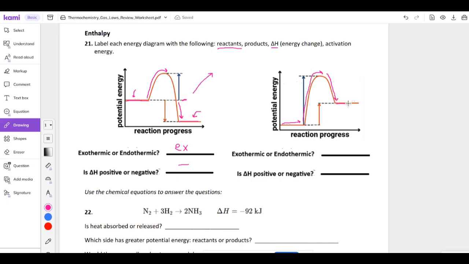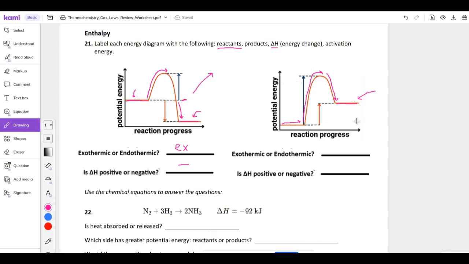Here is our products. So you can see the potential energy of our reactants is very low. The energy of the products is higher. Where did that energy come from? The chemical reaction doesn't make it. Conservation of energy: it can't be produced and it can't be destroyed. It can just be transferred. So this increase in energy came from the surroundings. So the system, this chemical reaction, absorbed energy from the surroundings and put it inside the products.